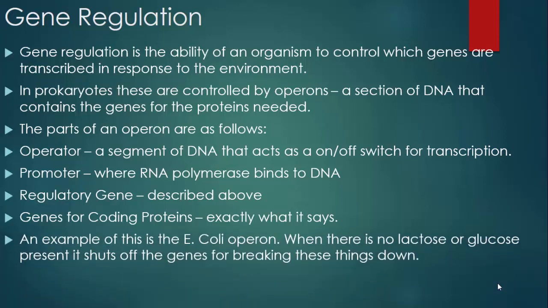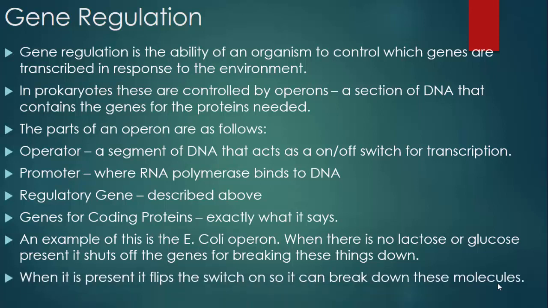Now, an example of this is the E. coli operon. When there is no lactose or glucose present in the environment, it shuts off the genes for breaking these things down. Just shuts it off. Doesn't need them. So when they find lactose or glucose, it just switches it back on so it can break down those molecules. That's pretty impressive. If you're not impressed by that, well, I don't know what to tell you, but I find it impressive. And then we have Hox genes.